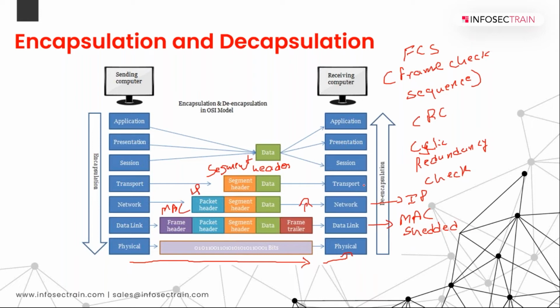Then at the transport layer, it sees that the transport layer has started the communication, because the transport layer starts the communication with a thing called the three-way handshake.